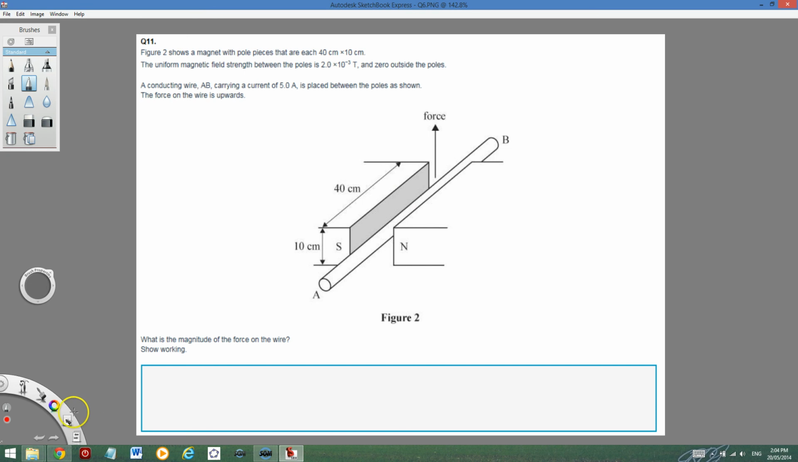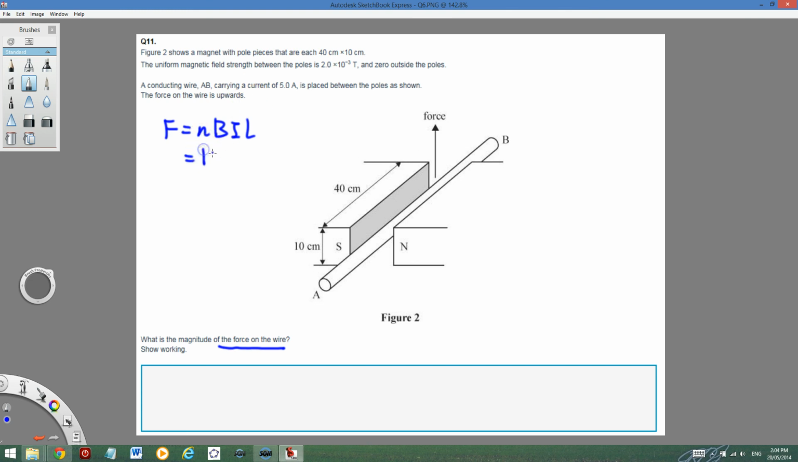Here is the last example question. Same diagram as the previous question, and we need to find the magnitude of force on the wire. Use the equation F equals N B I L. N is the number of wires, so in this case the number of wires is 1.